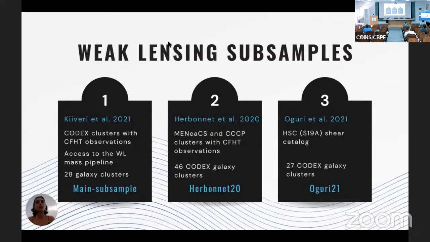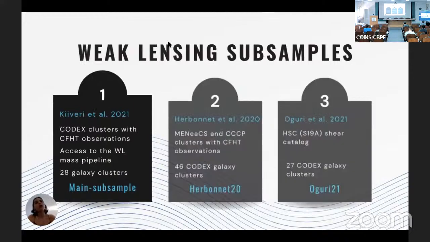We also use the work done by Umetsu et al. from 2020, where they made the weak lensing analysis for hundreds of clusters with observations with CFHT as well. And we use 46 of these clusters in our analysis. And we also use the work done by Oguri et al. from 2021, who also made the weak lensing analysis for hundreds of clusters in the Subaru program. And from those, we use only 27 galaxy clusters that were also present in the CODEX catalog.